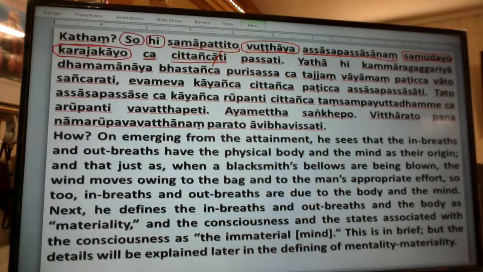So that's why the meditator, emerging from the attainment of the samatha meditation, watches, passati, these assasa-passasa with their causes, the physical body and the mind.